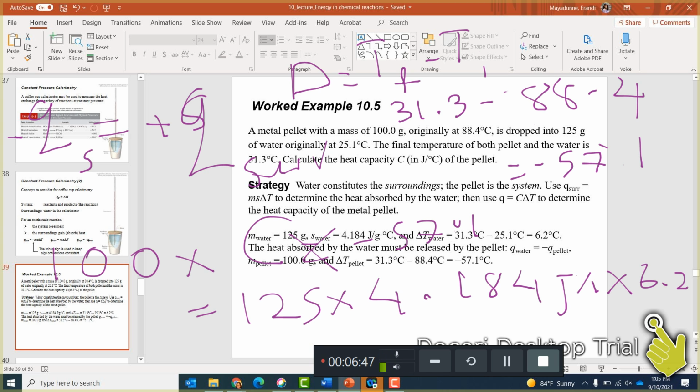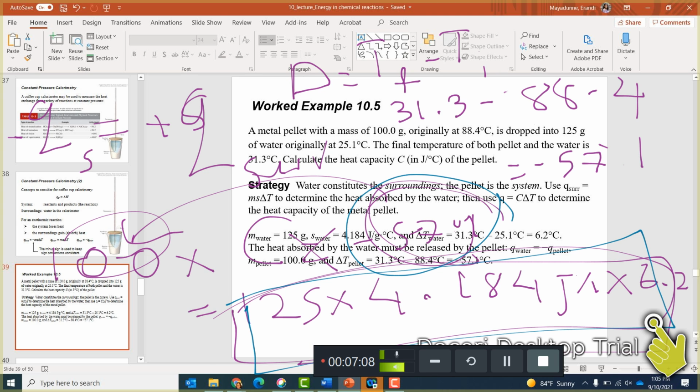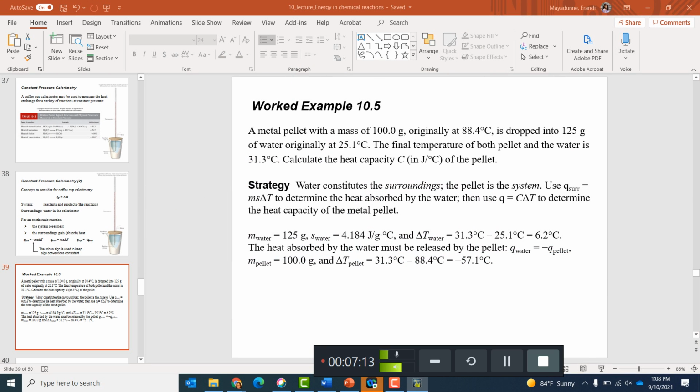And then you multiply all these things, and you multiply 57.1 and then you divide by this number. So let me go to the next page and I'll show you in detail.